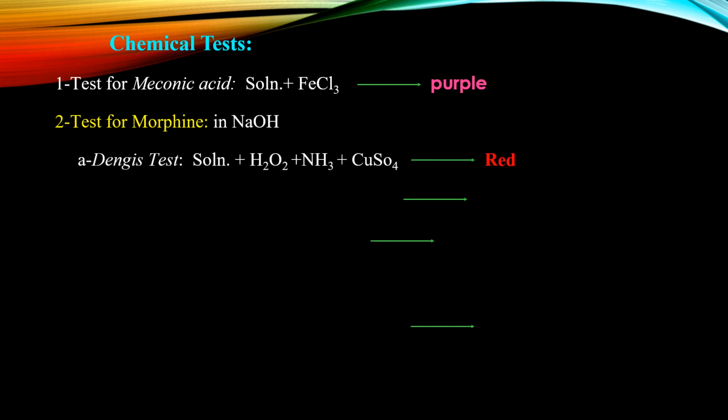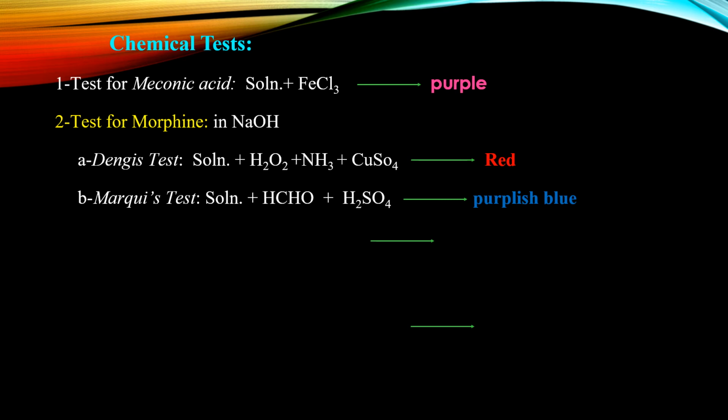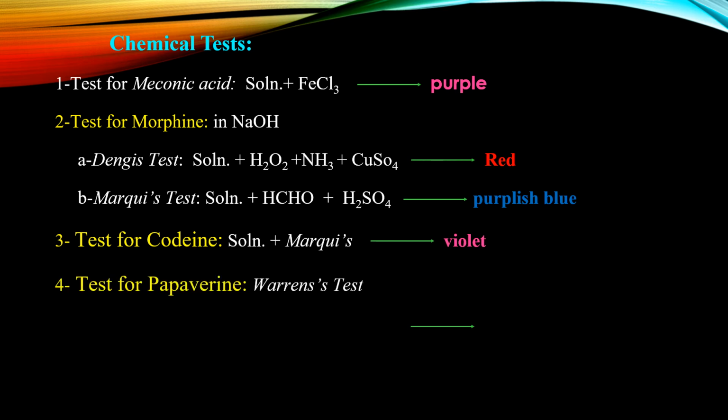Test for morphine: extract or powder in sodium hydroxide. Addition of the solution extract to hydrogen peroxide, ammonia solution, and copper sulfate produces a red color. This is known as Denige's test. Marquis test: extract in sodium hydroxide and formaldehyde, then add sulfuric acid, which will produce a purplish blue color. Testing for codeine: extract and Marquis reagent will produce a violet color.